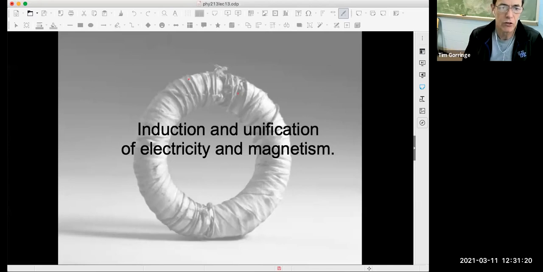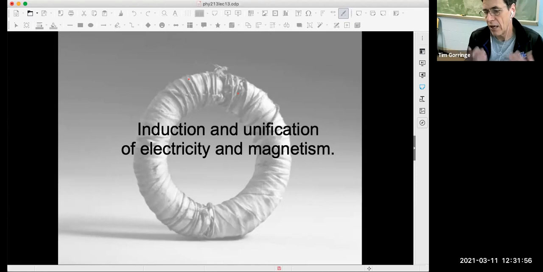Today we're going to be moving on to a new topic. We talked about electricity and electrical interactions and the laws of nature that describe electrical interactions. We talked about magnetism, magnetic interactions, and the laws of nature that describe magnetic interactions. And in today's class, we're going to move on to a topic that's called induction.